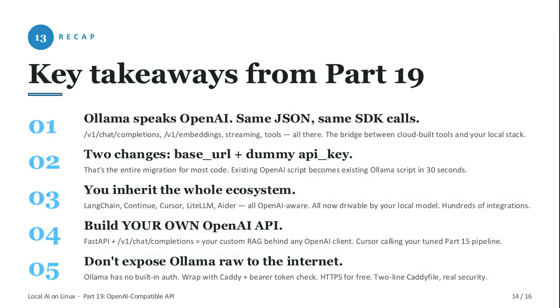So let's pull the threads together. Ollama speaks OpenAI fluently, same endpoints, same SDK, same JSON, and migrating most code is genuinely just a base URL swap and a dummy key. The real prize is the ecosystem you inherit for free, LangChain, Cursor, LiteLLM, Aider, all suddenly driving your local model, and the door swings both ways. Wrap your own FastAPI in v1/chat/completions, and any OpenAI client becomes a front end for your custom RAG. Just don't ship it without Caddy and a bearer token in front.